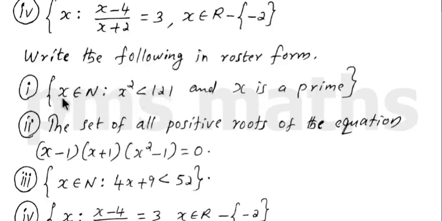Here x belongs to N is given. N means set of all natural numbers. Here the values of x are elements of the set. Therefore, first find the values of x. Here x square less than 121 is given. Here x is a prime number. It's also given. Therefore, take this one. x square less than 121.